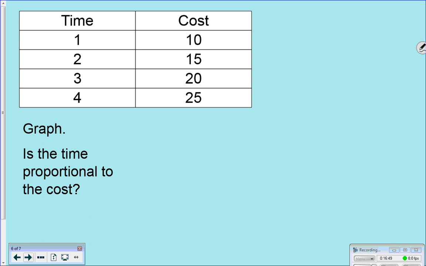Nice job. No, that's right. Time on the bottom. That's fine. And then you want to do cost on the top. You can go by 5s. Okay, now make sure you graph them. Then use a straight edge to make a line.